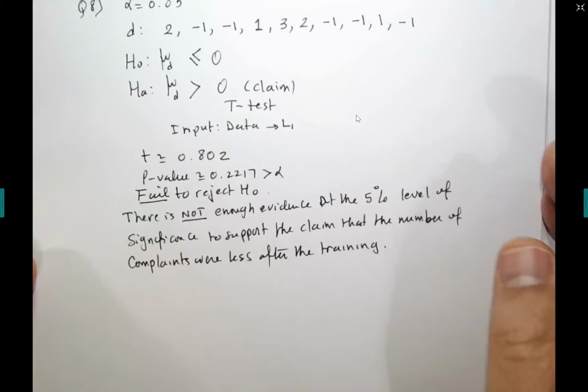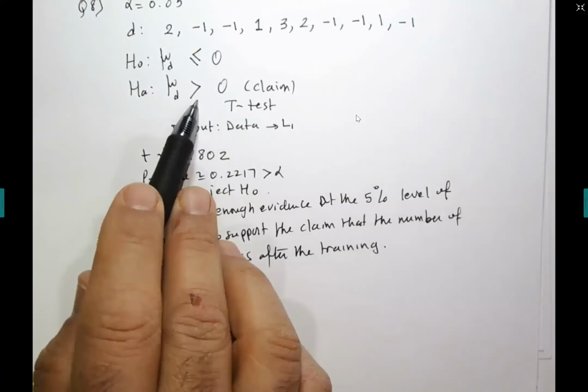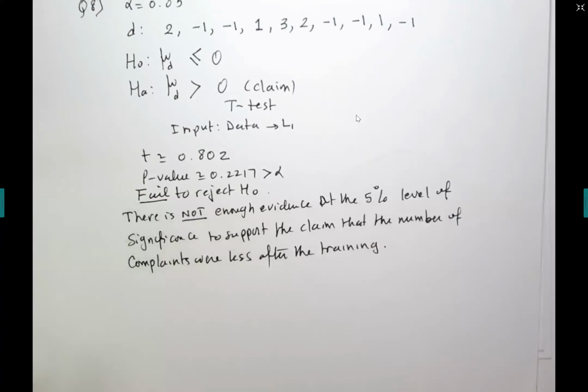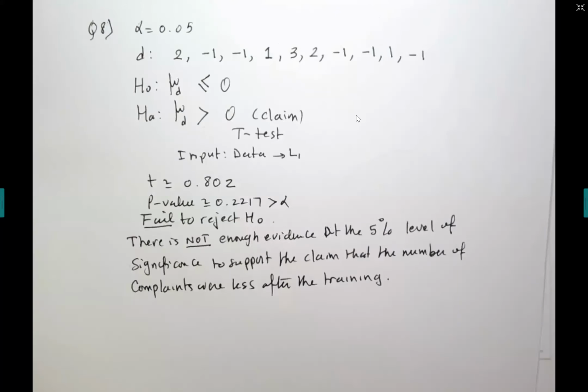Remember what we said last time: when the problem has an increase, you go with less than, and when we have a decrease, you go with more than. As you can see, it's a decrease. We want to decrease the number of complaints. That's why it turns out to be greater than 0. Any questions about number 8, guys? That's again section 8.3.